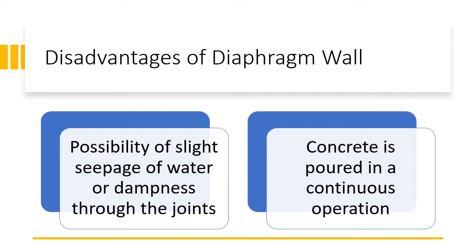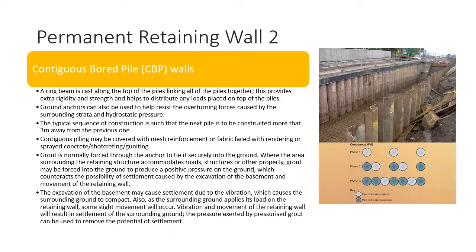Concrete is poured in a continuous operation. Jadi sentiasa je concrete ni kena pour. So as I said, bila dia sentiasa di-pour kat bawah tu, we don't know what happened. Contiguous bore pile or CBP.